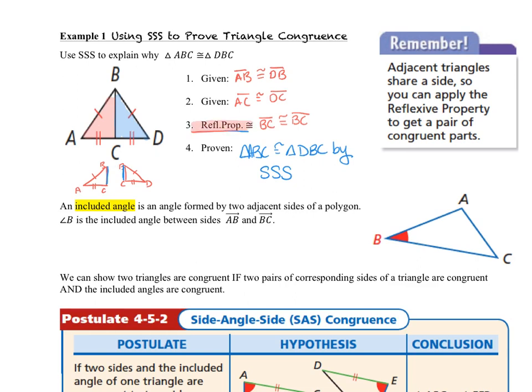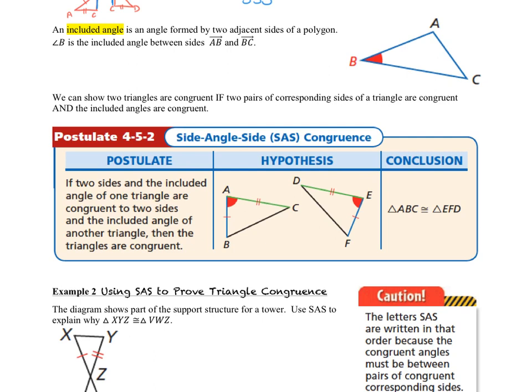Next, we need to know about an included angle. An included angle is an angle formed by two adjacent sides of a polygon. So if we have, like, ray AB and ray BC, for instance, the included angle is angle B, shown in the image here.